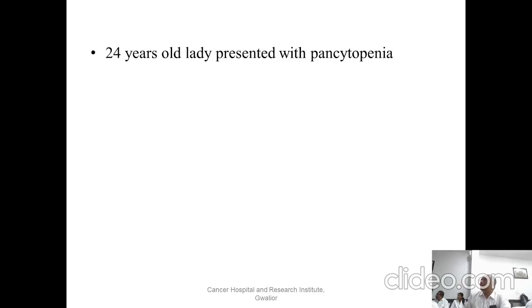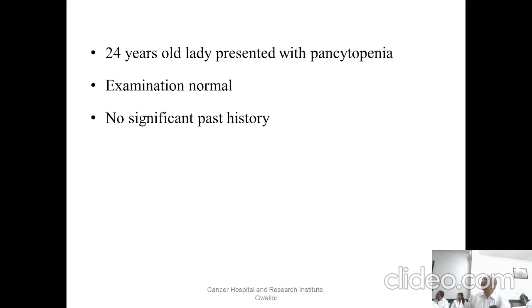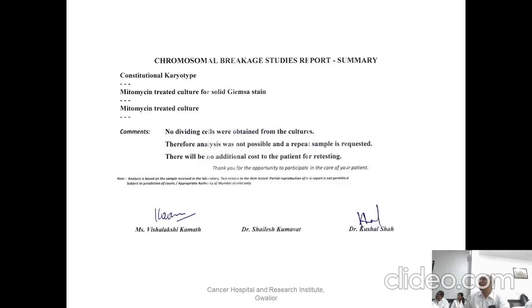Yeah, again the second case, this 24-year-old lady with absolutely normal physical examination, no significant past history, came with pancytopenia. We did marrow aspiration, diagnosed to have severe aplastic anemia. We did chromosomal breakage analysis, but because TLC was only 400, we could not get the results as desired. And the patient was pushing us, why are you not doing transplant, this is so much delay.